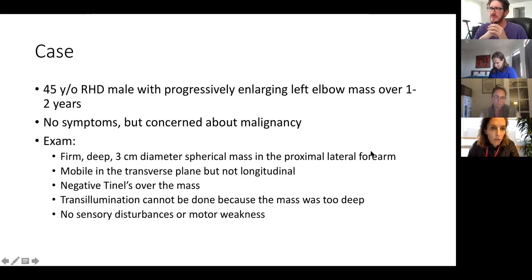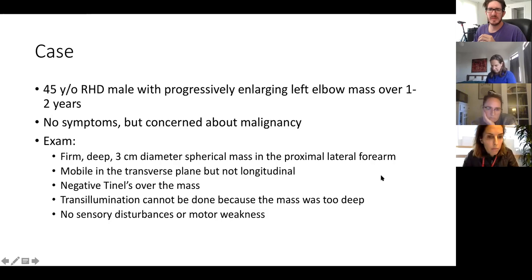Gajendran's. It's a 45-year-old right-hand dominant male with an enlarging left elbow mass for 1 to 2 years. No symptoms, just concerned that it might be malignant. On exam, a firm, deep 3-centimeter mass in the lateral forearm, mobile. Doesn't have a Tinel's. Transillumination can't be done because it's too deep. Overall, no sensory disturbances or motor weakness.